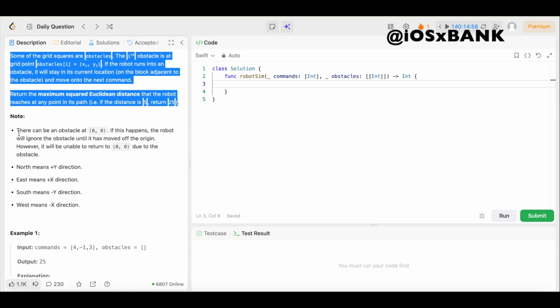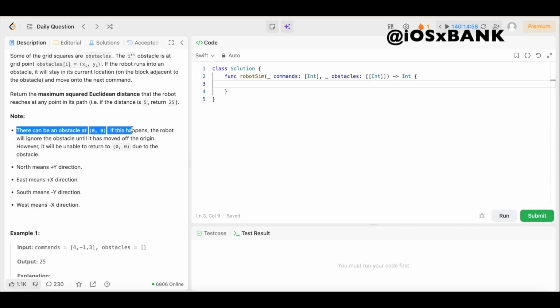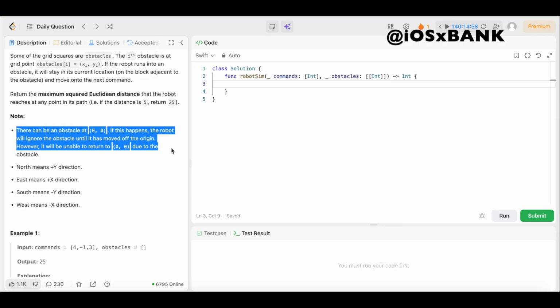Note, there can be an obstacle at (0, 0). If this happens, the robot will ignore the obstacle until it has moved off the origin. However, it is unable to return to (0, 0) due to the obstacle. North means plus y direction, east means plus x direction, south means negative y direction, and west means negative x direction.